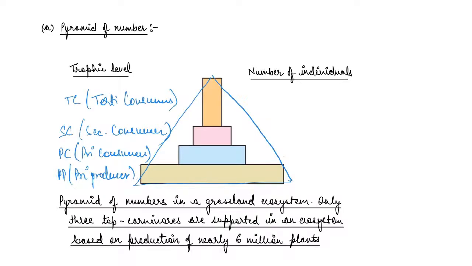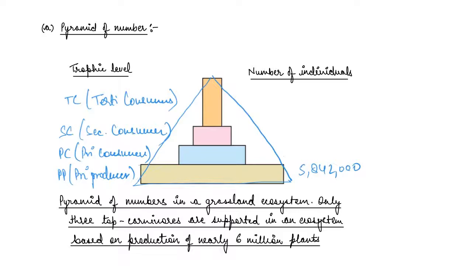right? Say if I count it in terms of number of individuals, this is around 5842,000. Right? So this is 58 lakh. Now this is pyramid of numbers in a grassland ecosystem. Here you'll have to read it. This is pyramid of number in a grassland ecosystem. So there are only three top carnivores which are supported in an ecosystem of a grassland. Right? So this is based on production of nearly 6 million plants. Right? So here we just have three tertiary consumers.